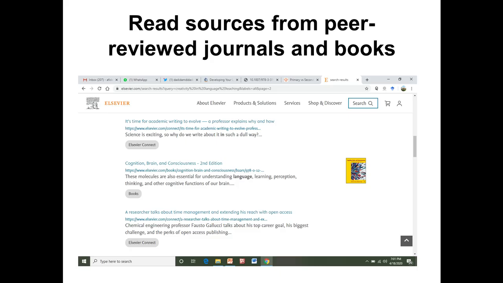Read sources from peer-reviewed journals and books.